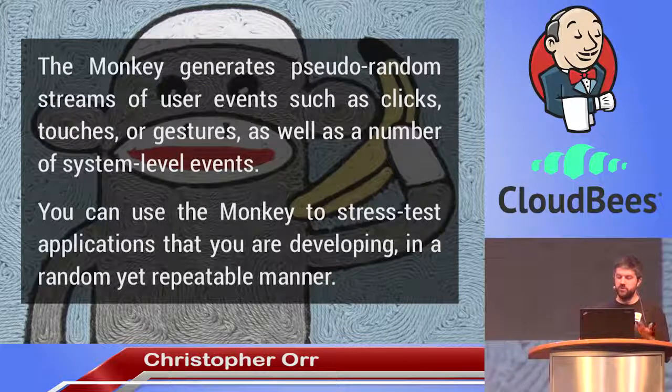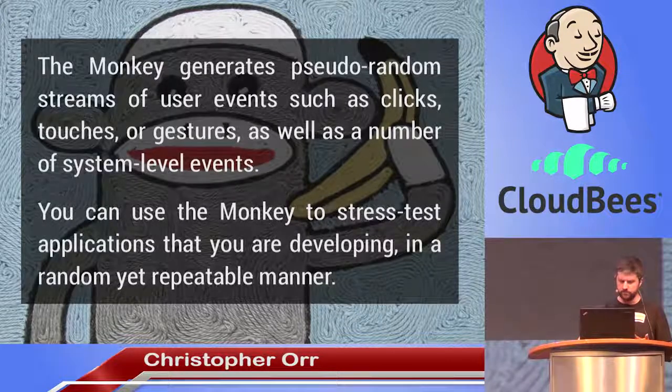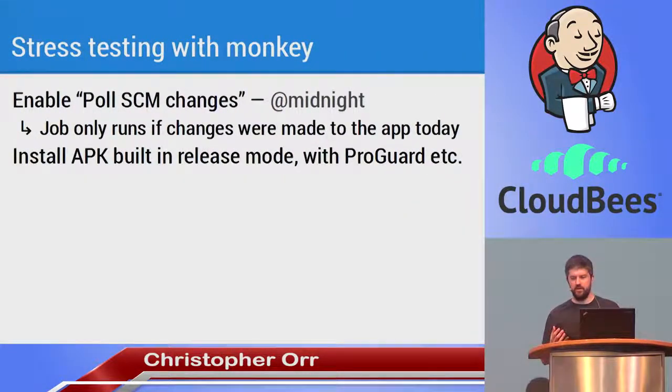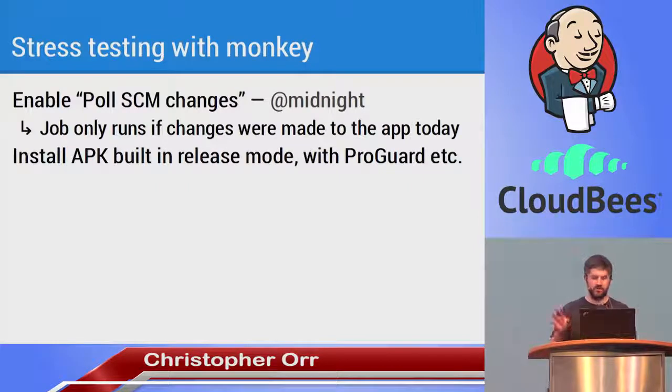So one thing you can do is to run this Monkey stress test, for example, nightly. So here, what I often do is run a stress test nightly. So I say, Monkey, please just send random events to my app for half an hour or whatever. I run this once per night. So this is really easy to do with the poll SCM changes. You just set this to midnight or daily or whatever. So the job doesn't run every day because there's no need for it to run every day. It only runs if there were changes during the day. So that's quite helpful.